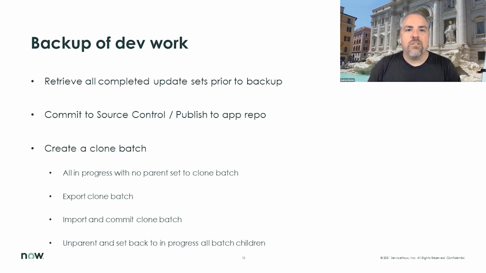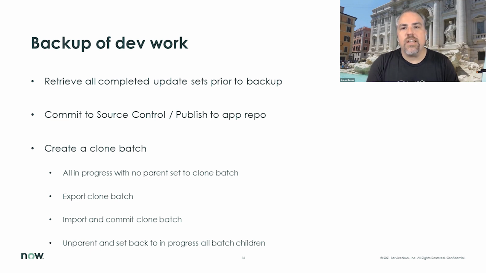Then post clone, you import that batch clone, commit it. So you do the preview and commit of that batch. Then for all of those child update sets in that batch, you can go through and unparent them. So the ones that have the clone batch as its parent, just clear that out.